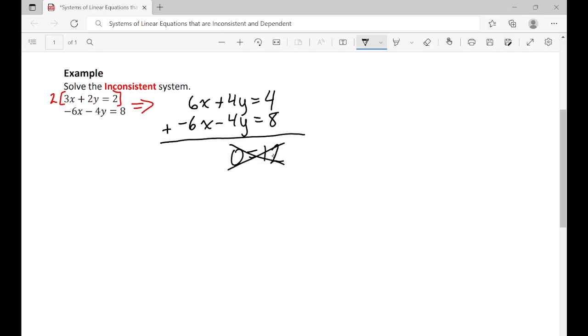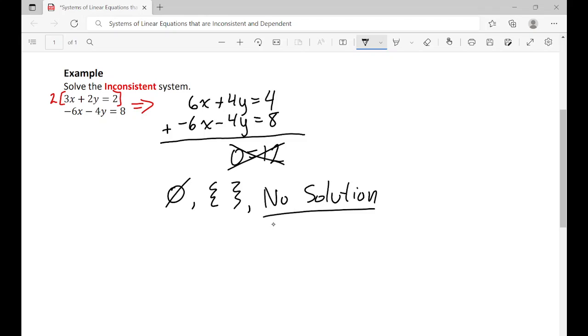So since I get a false statement, or a contradiction, we can say that this has no solution, and we can say it's the empty set like this. We could say just a set notation with nothing in it. You could even say that there is no solution. All these things mean the same thing, just whatever notation you prefer to use. I would just spell it out, but that's just me personally.